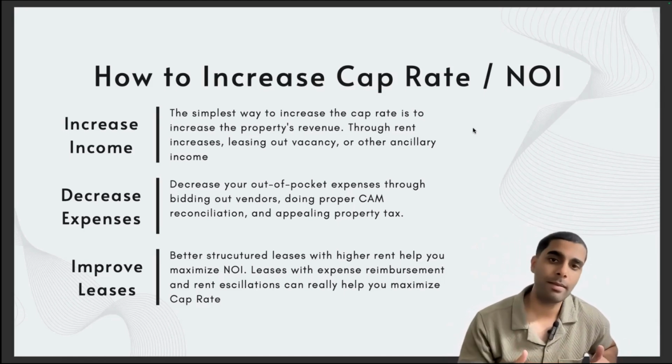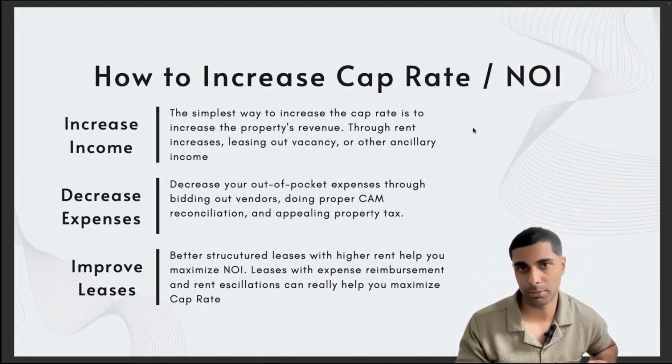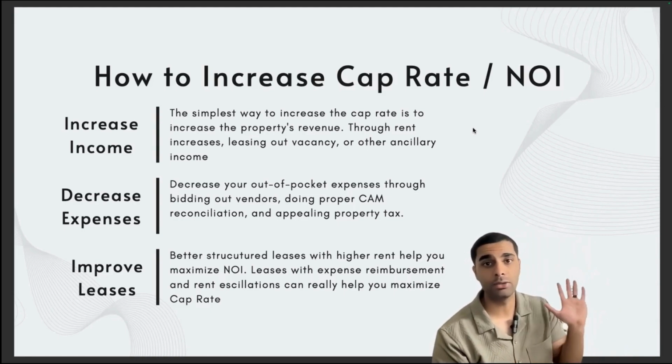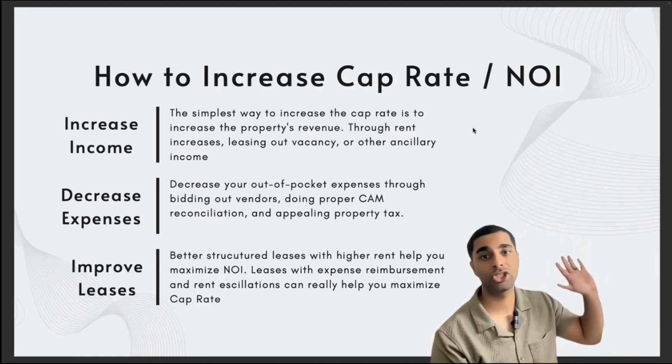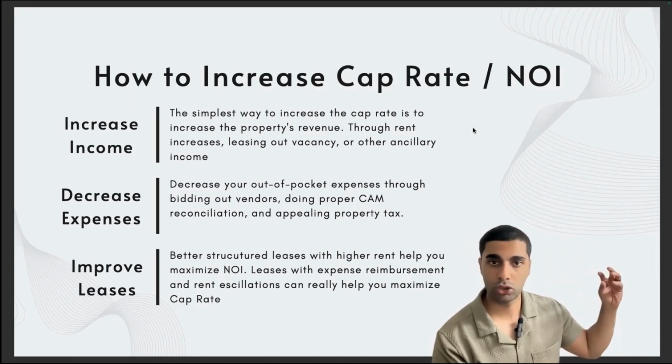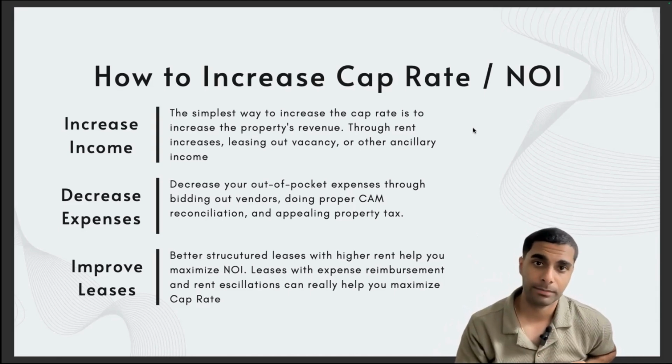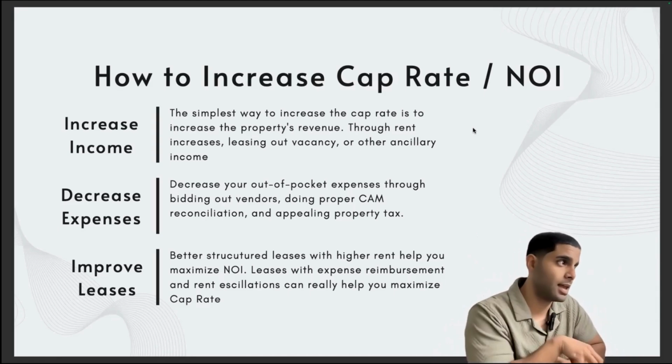So by doing that, I'm able to decrease my expenses. And if it is CAM'd, that means the tenants are paying those expenses, so by decreasing the expenses, I now have more leverage to increase their base rent, which directly translates to more net operating income, which is going to increase my cap rate. So decrease expenses, increase income.